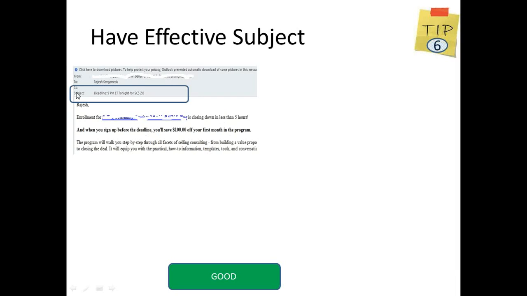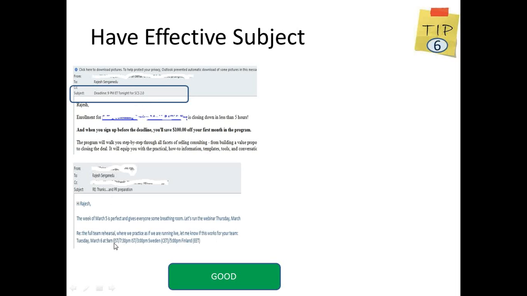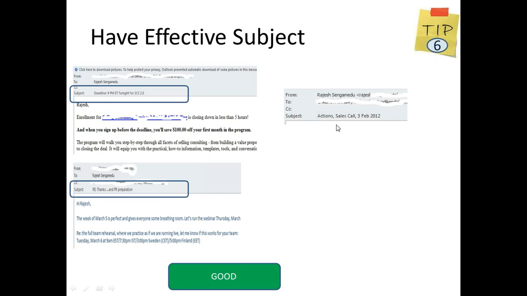So look at the subject: deadline 9 p.m. ET tonight for SCS 2.0. Very clear. Subject is very, very effective, right? Now, another email where I get an email about a preparation for a press release, okay? And it says thanks and PR preparation. The subject and the matter in the mail is aligned. It's very good. Another email sent from me: actions, sales call, 3rd Feb 2012. Very clear. Recipient of the email knows what to expect in this mail.